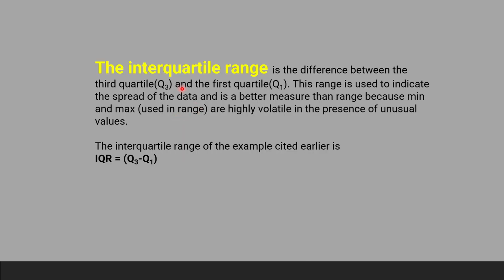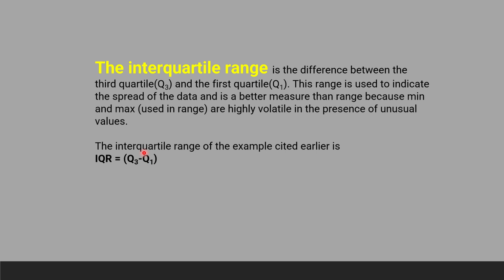And lastly, the interquartile range. It is the difference between the third quartile Q3 and the first quartile Q1. This range is used to indicate the spread of data and is a better measure than range, because the min and max used in range are highly volatile in the presence of unusual values. So this gives us a proper analysis of the difference between the upper and lower portions of the data, that is the interquartile range.